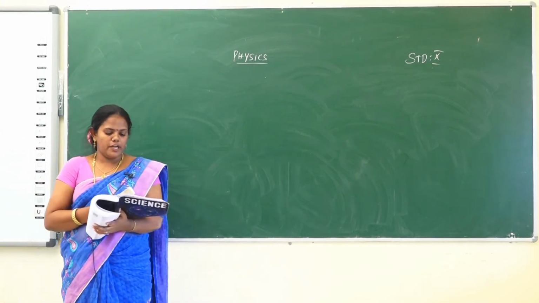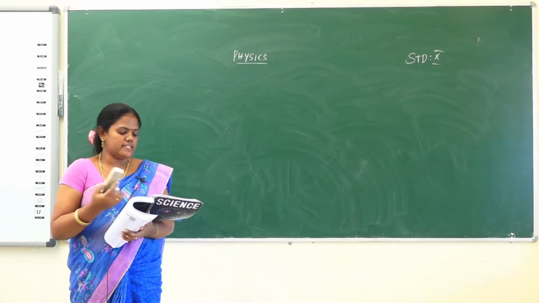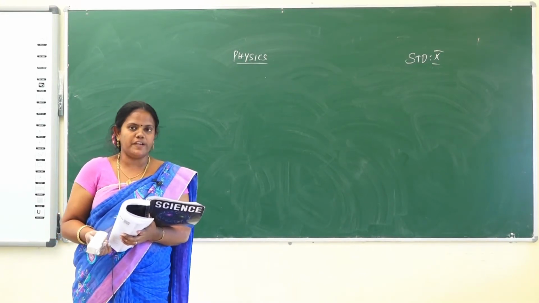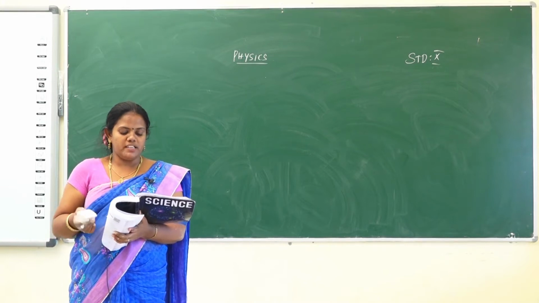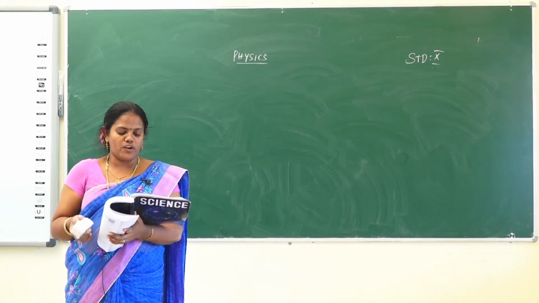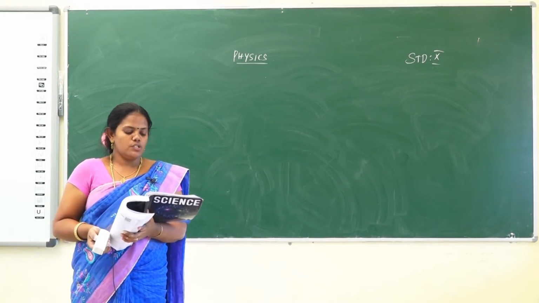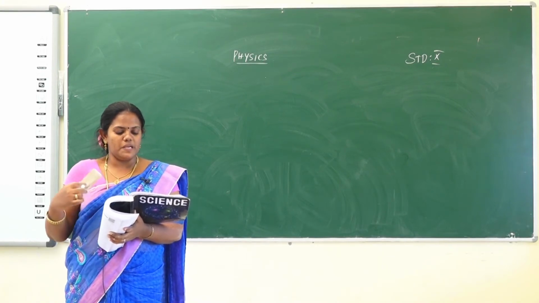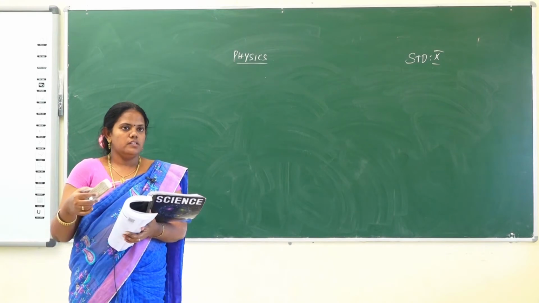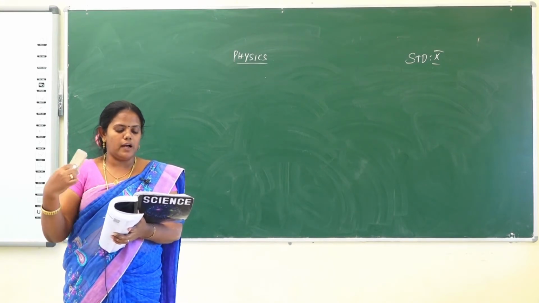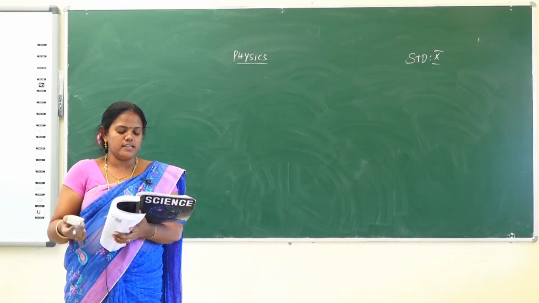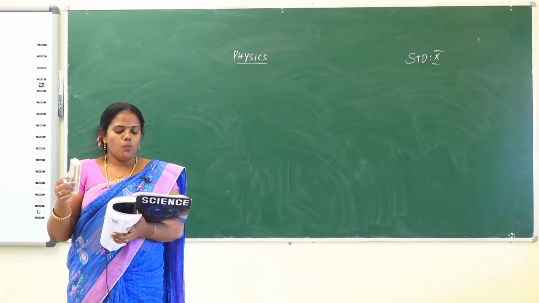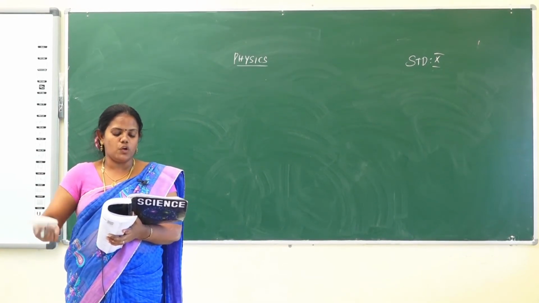A person with myopia can see objects placed at a distance of 4 meter. If he wants to see an object at a distance of 20 meter, what should be the focal length and power of the concave lens he must wear? So the person has myopia, and the object is placed at a distance of 4 meter in front of the person, but he wants to see the object at a distance of 20 meter. What should be the focal length and power of the concave lens?